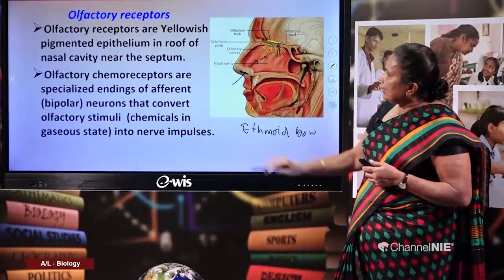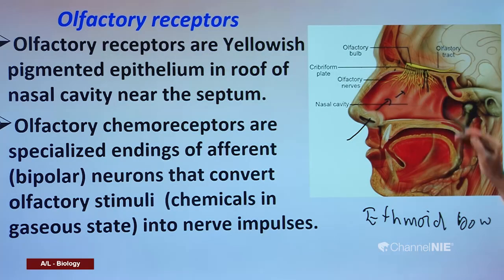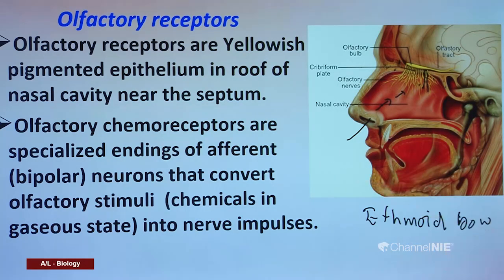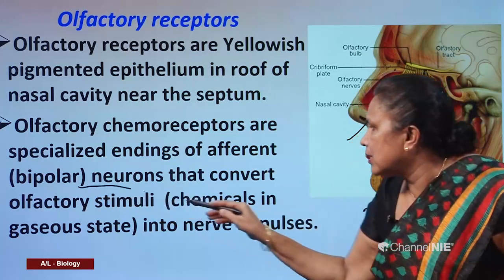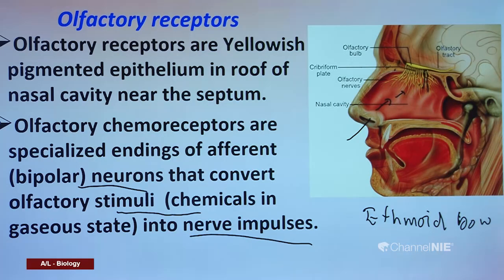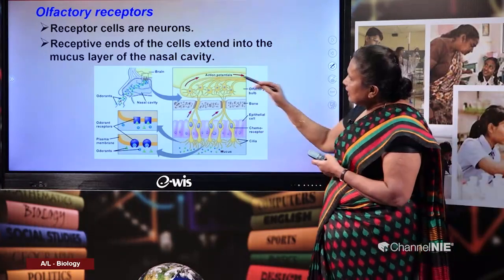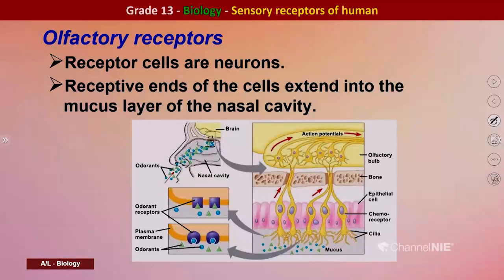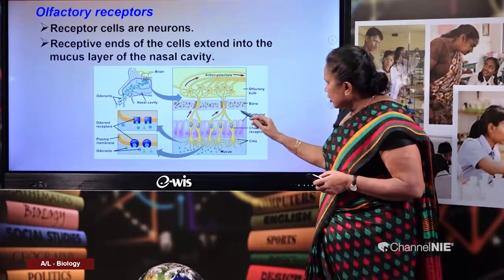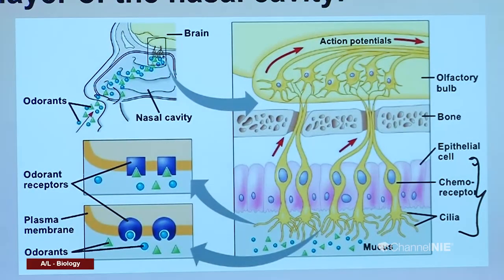Olfactory receptors are yellowish pigmented epithelium in the roof of the nasal cavity near the septum. Olfactory receptors are specialized endings of afferent neurons, bipolar neurons, that convert olfactory stimuli into nerve impulses. Okay, right. Then the receptor cells are here. It is actually a detailed diagram of the olfactory receptor. Detailed diagram. You can see this is the epithelium. This is the olfactory epithelium here.